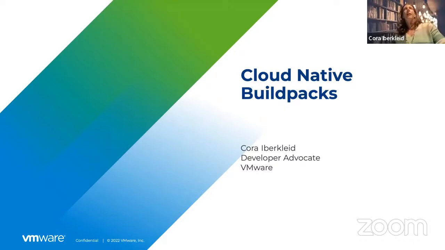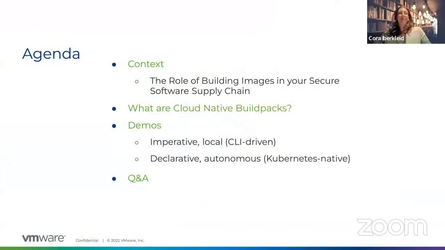Okay. So I'll be talking about cloud native buildpacks, and yes, they are opinionated. The context, I think one way to think about it is really why is it important, right? Why, beyond we have to build an image because there's no other way to put an application on Kubernetes. Why should we care about how we're building the images, right? If you think about it in the context of the role that your image building process plays in how secure your software supply chain is, right?